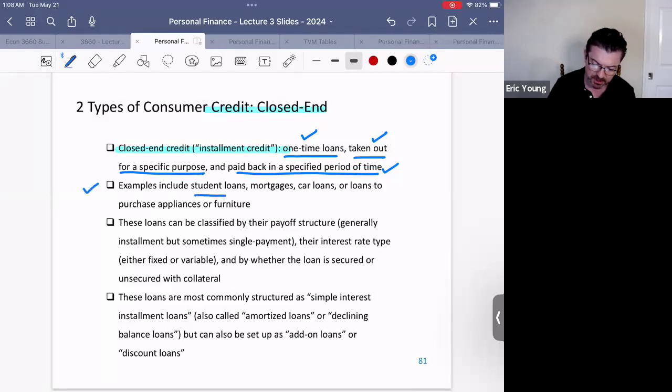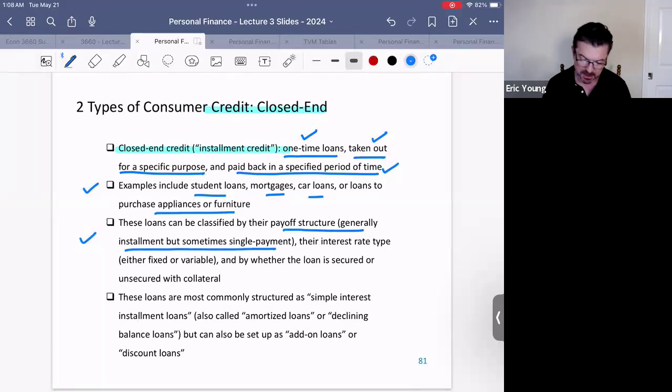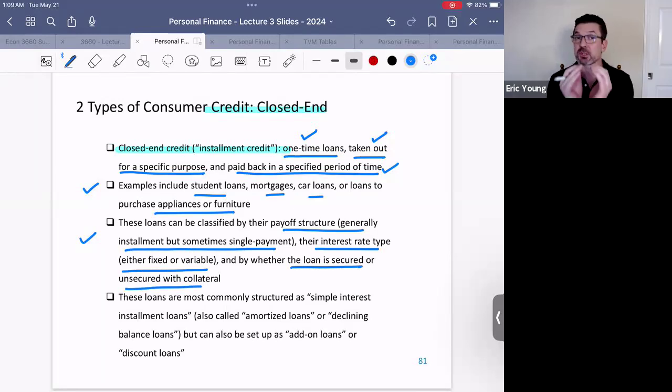Examples, the most common ones: student loans, mortgages, car loans, appliance and furniture loans. These loans can vary in subtle ways. They can vary based on whether you pay them off over time or in one lump payment, based on their interest rate, whether it's fixed or variable, and based on whether they're secured or unsecured. So there are some subtleties within it, but they all end up behaving in the same way at the big level. You're getting a loan for a certain amount of money to buy a particular item or set of items with a very particular payback schedule.